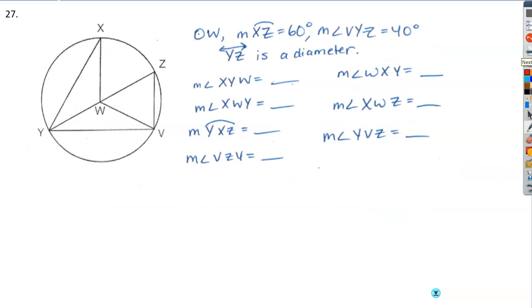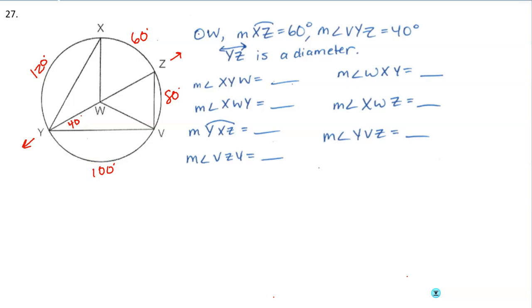Next guy, we're going to do the same thing. Let's see. Circle W, we do have that this is a diameter, so we're going to mark that. We know that arc XZ is 60, and we know that angle VYZ, this angle right here, is 40. Well, that's an inscribed angle, so the first thing I would do is get the arc, which would be double that, so 80. And then you have your diameter, so fill in the missing arcs. This little guy, all together, that's 180, so this guy would have to be 120. And this half is 180, so that would make this guy 100.